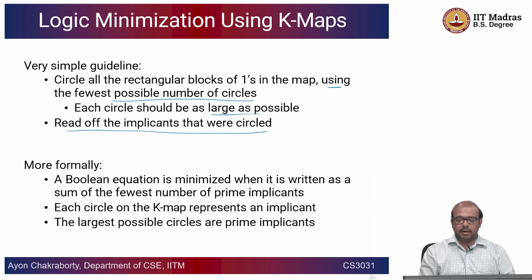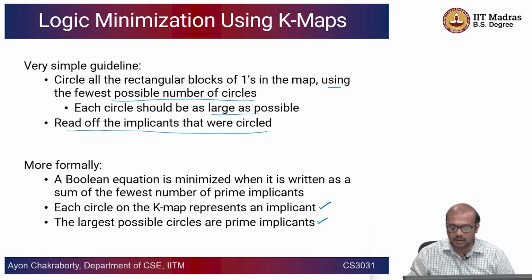Each circle on the K-map represents an implicant. That is what I told you already. The largest possible circles are the prime implicants. So, you have to keep this in mind, and you can use this for a few example truth tables that we will be giving you as assignments, or we will solve some problems in class, so that you can get an idea of how to actually use K-maps in practice. I showed you one example, but we need to go through several examples so that the method is clear to you.